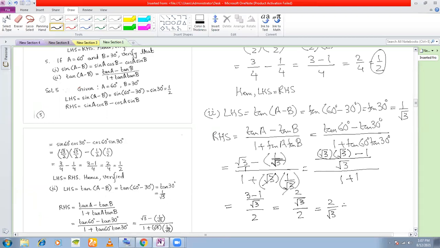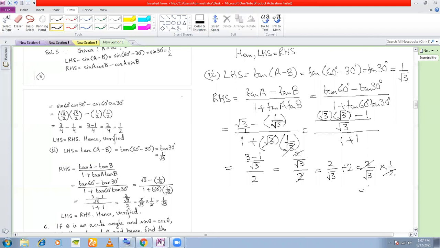You can write this as divided by 2. This extra step I'm showing you. 2 by root 3, I could have cancelled here only. Okay. Anyway, this is into half. So now you can cancel here. You get 1 by root 3. So left hand side was 1 by root 3. Right hand side is also equal to 1 by root 3. Hence, LHS is equal to RHS. That's done.